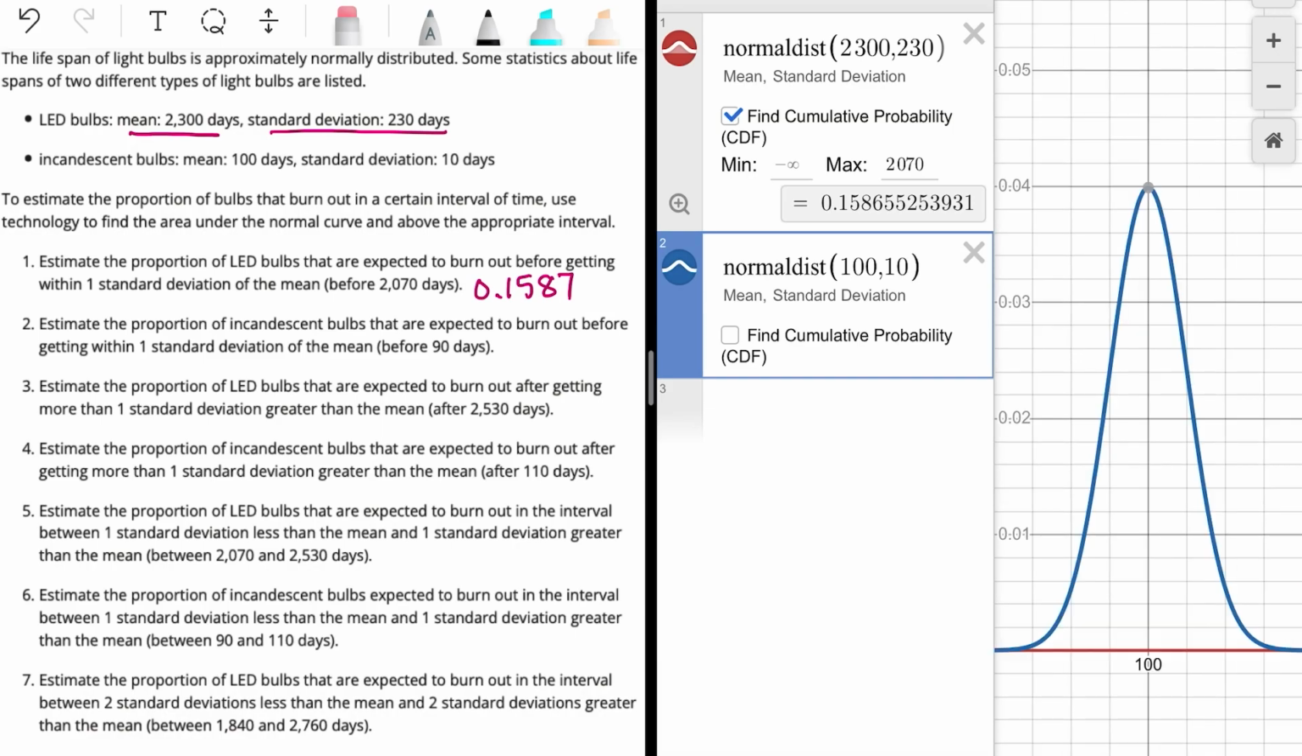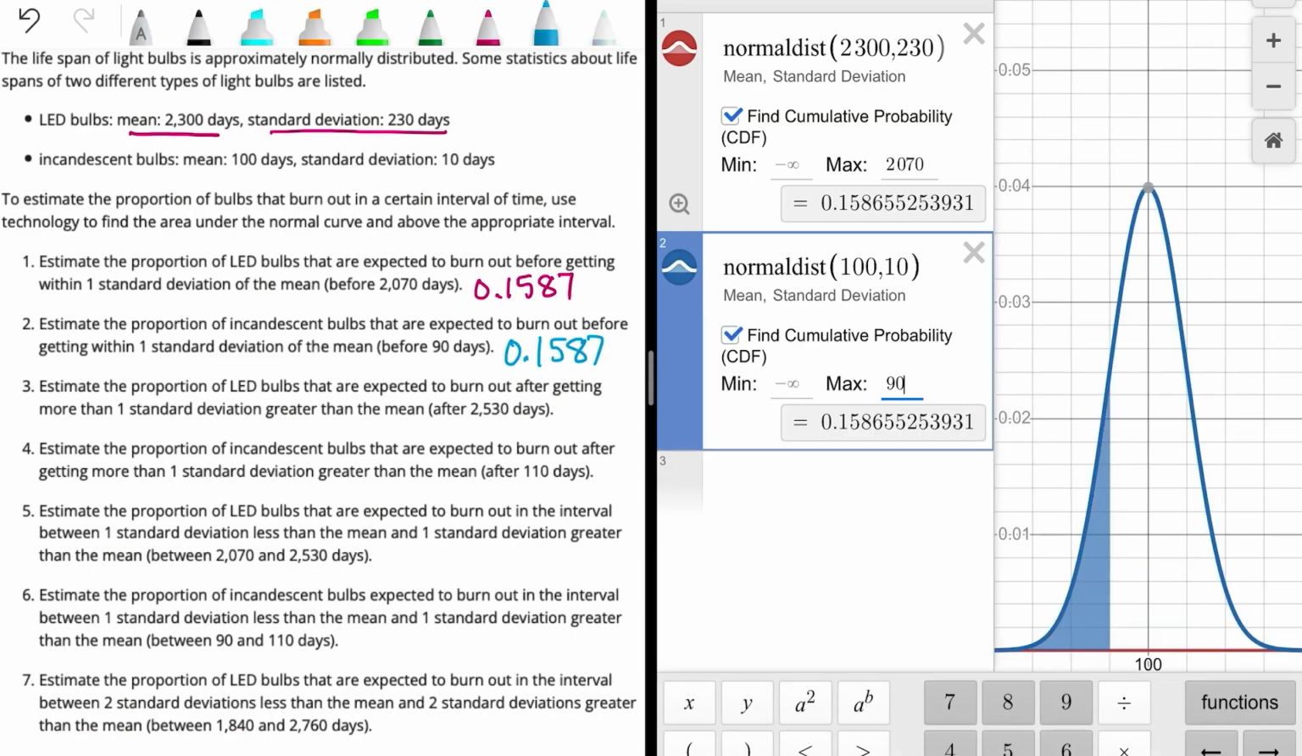And we'll do that. All right, so again, when we put in the incandescent, and we're going from basically negative infinity because it goes off to the left forever, but it stops at 90 days, we have 0.1587. So for both of those, 15.87% of the bulbs would be expected to burn out before getting within 1 standard deviation of the mean.